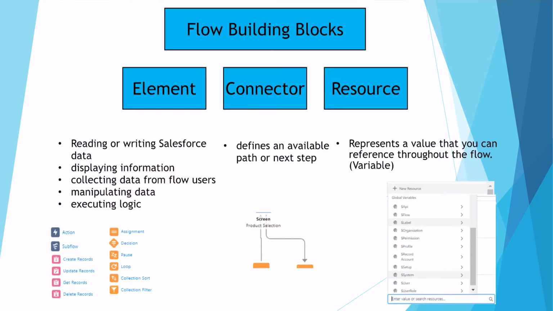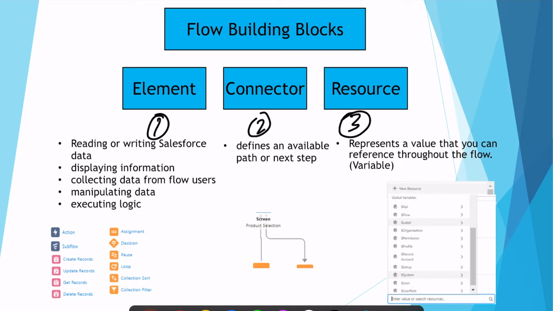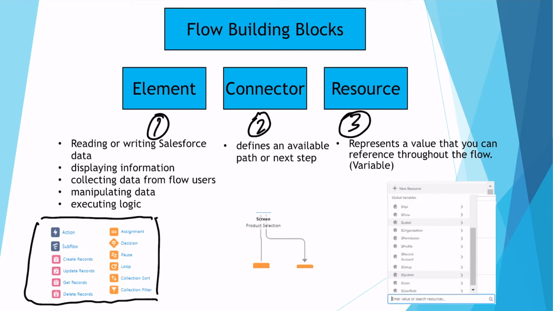So, flow building blocks. There are three types of building blocks that complete the flow. One is element, connector, and the resource. These three are the main building blocks. If we talk about elements, they have actions, assignment, decision, pause. These are the common elements that we have in flow building.